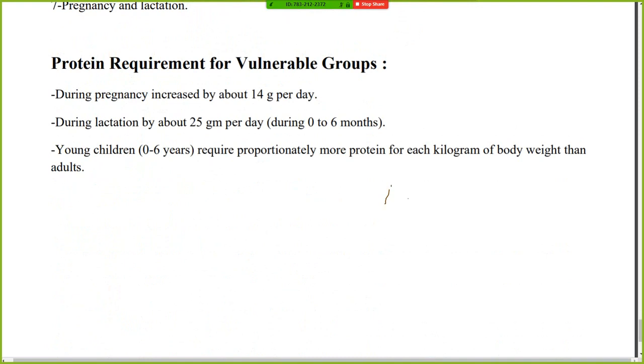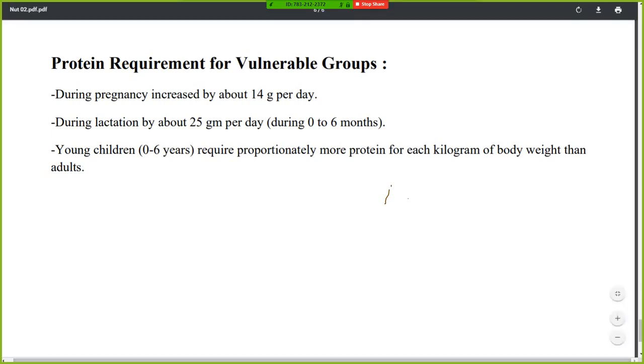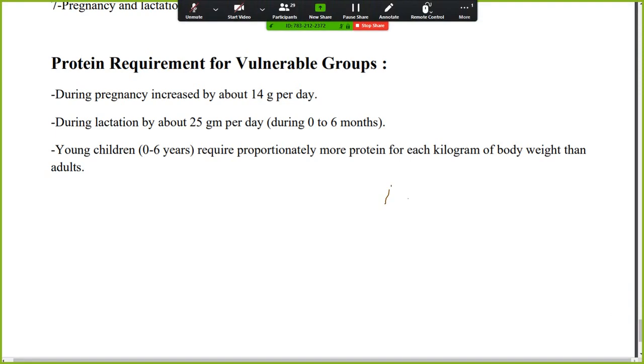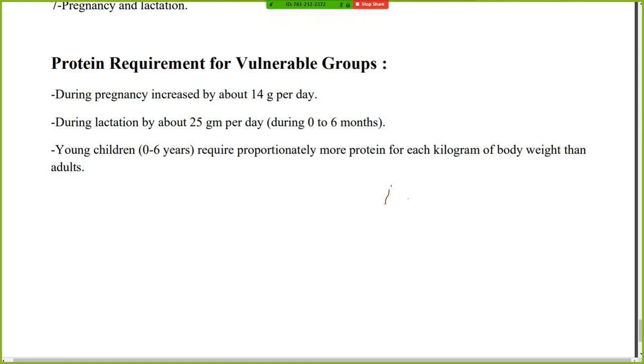Now, protein requirement for vulnerable groups. Number one, during pregnancy, it increases by about 14 grams per day. Number two, during lactation, it increases by about 25 grams per day during 0 to 6 months. While number three, young children 0 to 6 years require proportionally more protein for each kilogram of body weight than adults.